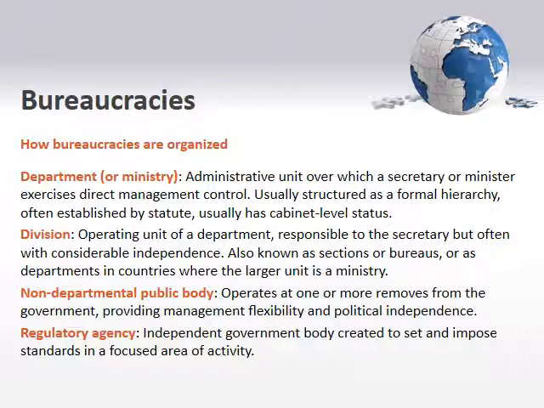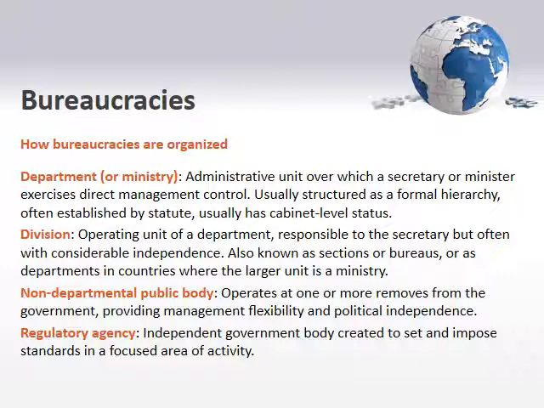Other organizations could be sort of like a publicly funded corporation like our post office. These are designed to be separated somewhat from the regular chain of command that starts with the elected executive.